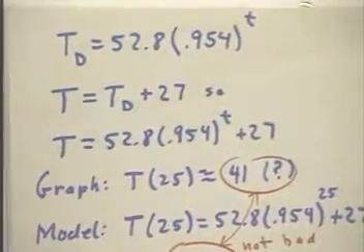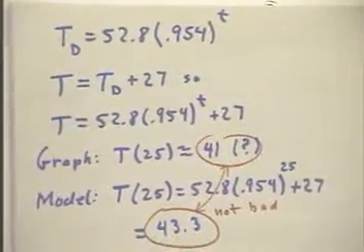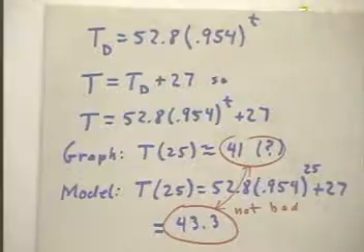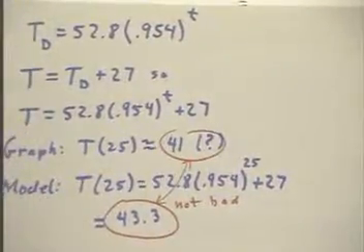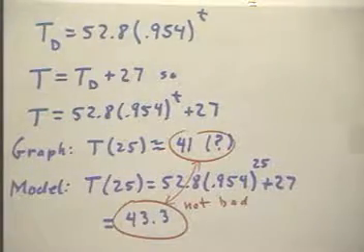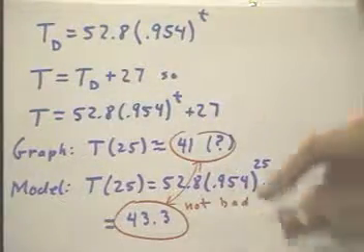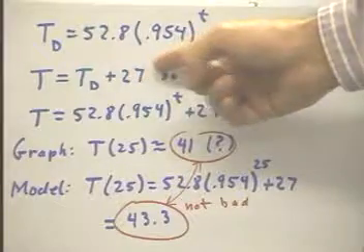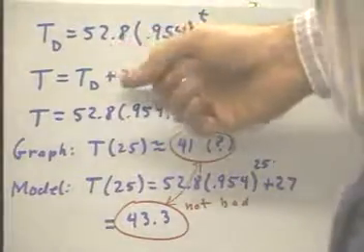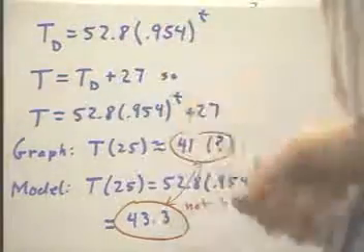And now we have this model t_d equals 52.8 times 0.954 to the t. We can compare this with the actual data. Well, let's back up a second. This is our t_d. Our temperature function, we're going to have to add the asymptote back into this to get the actual temperature. Remember, t_d was the difference between actual temperature and room temperature. So since the temperature is 27 more than t_d, we're going to add 27 to this expression and get this model for the temperature.